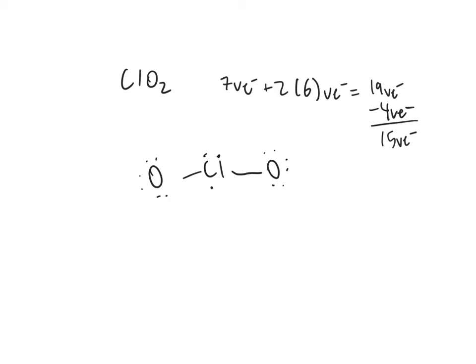So ClO2 often forms ClO2 minus, which is the chlorite ion, which we see quite a bit. When adding electrons, it is important to pay attention to whether or not it is an ion when you're given a problem or you're asked to draw a Lewis structure.